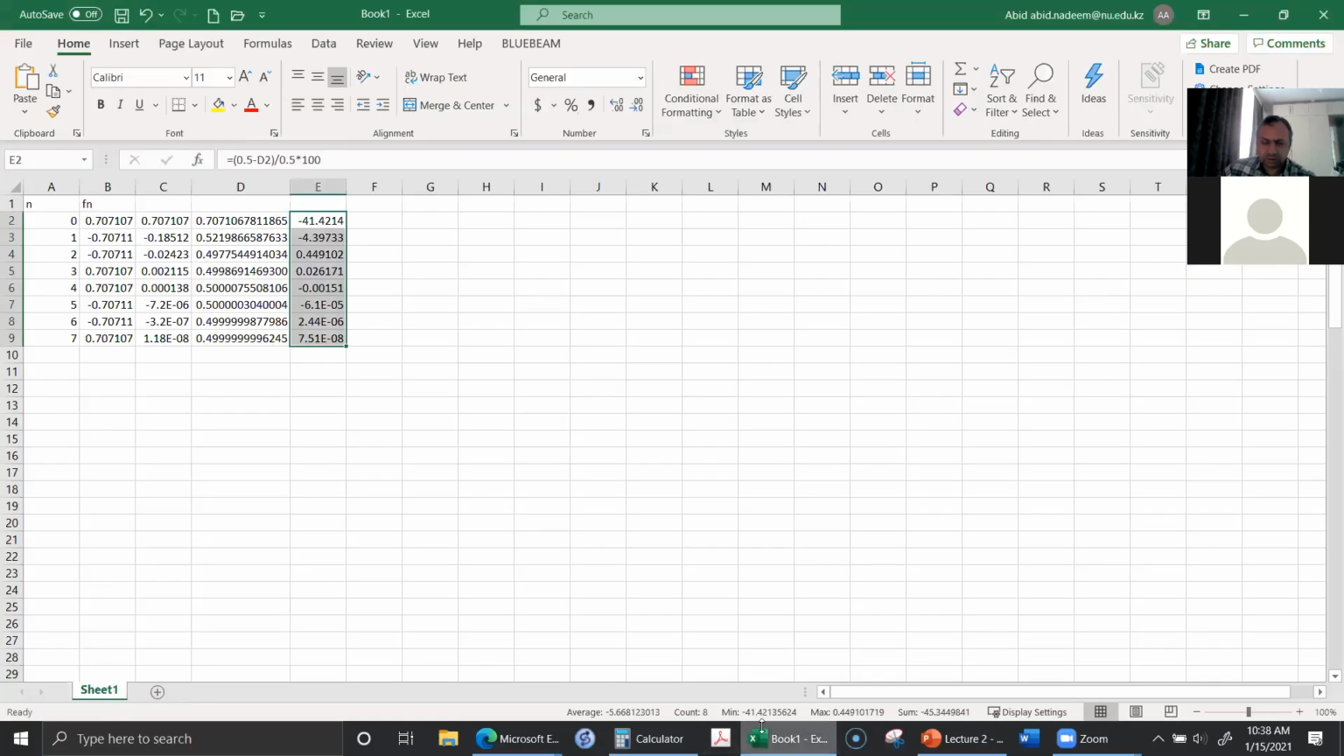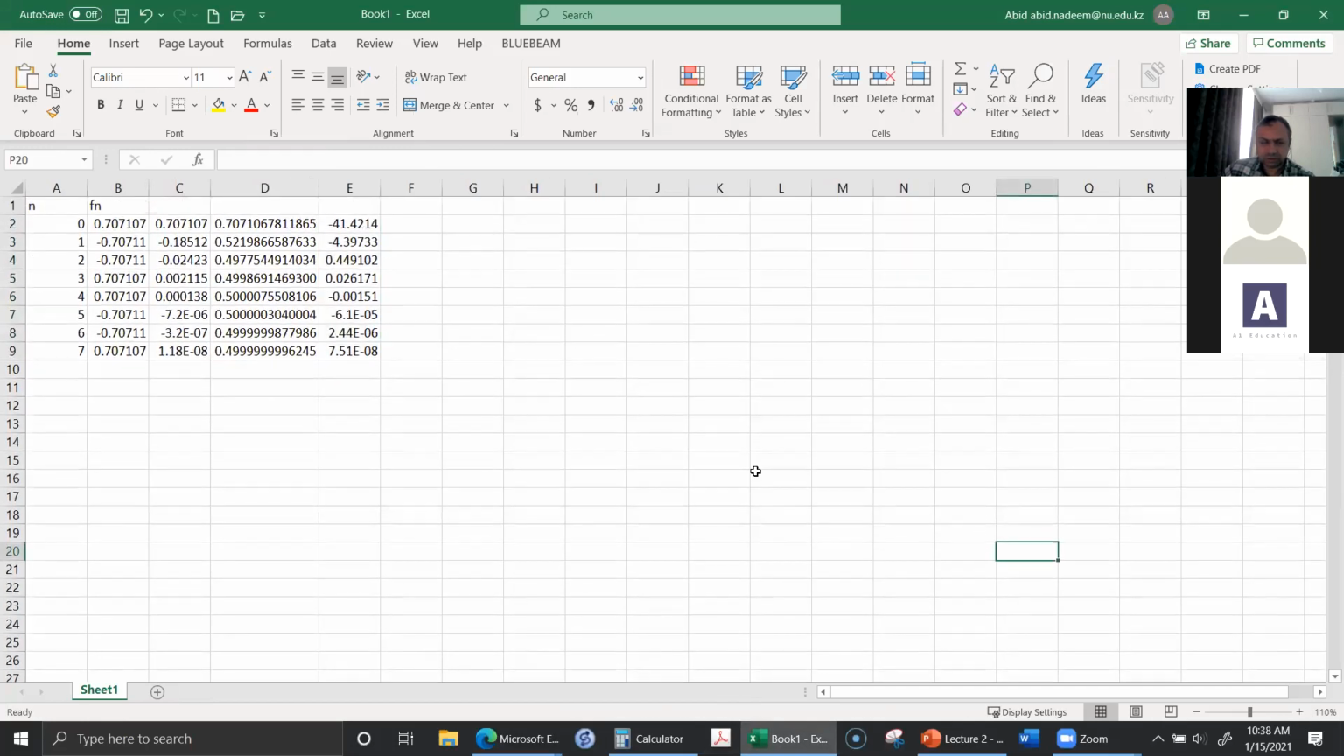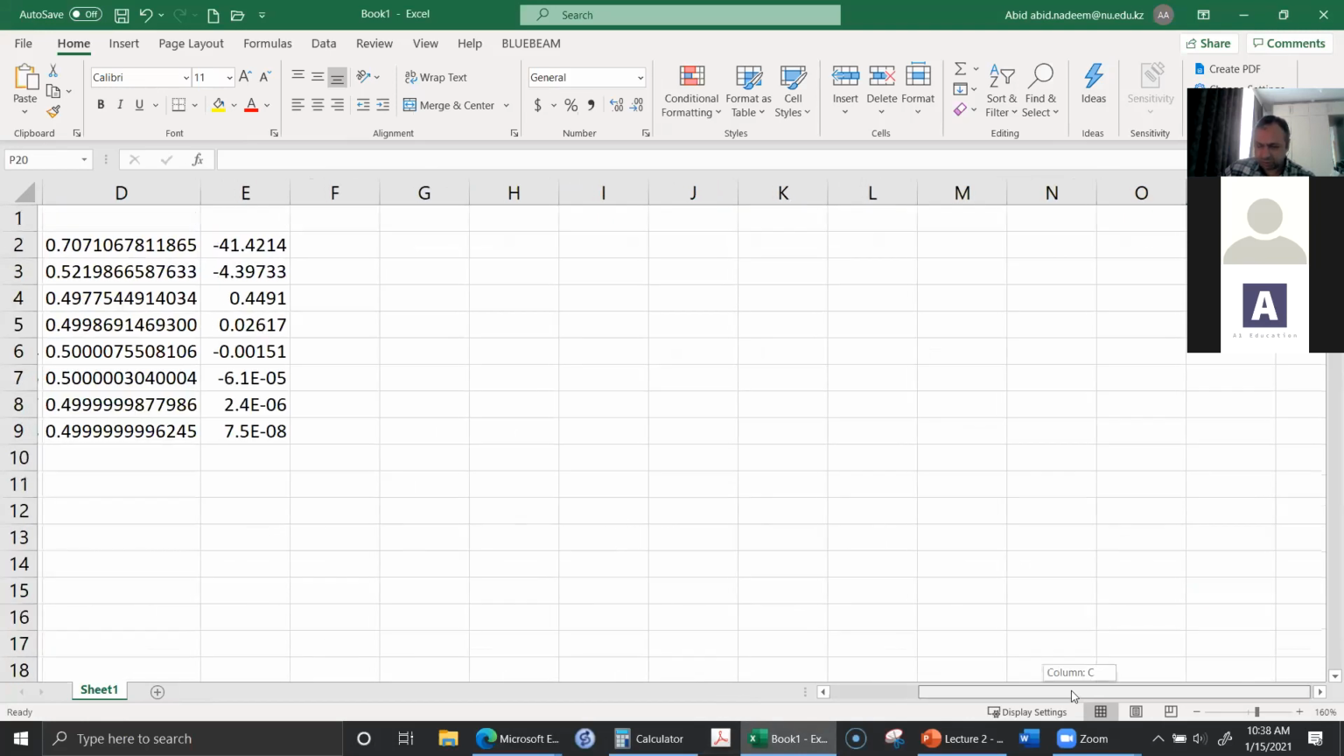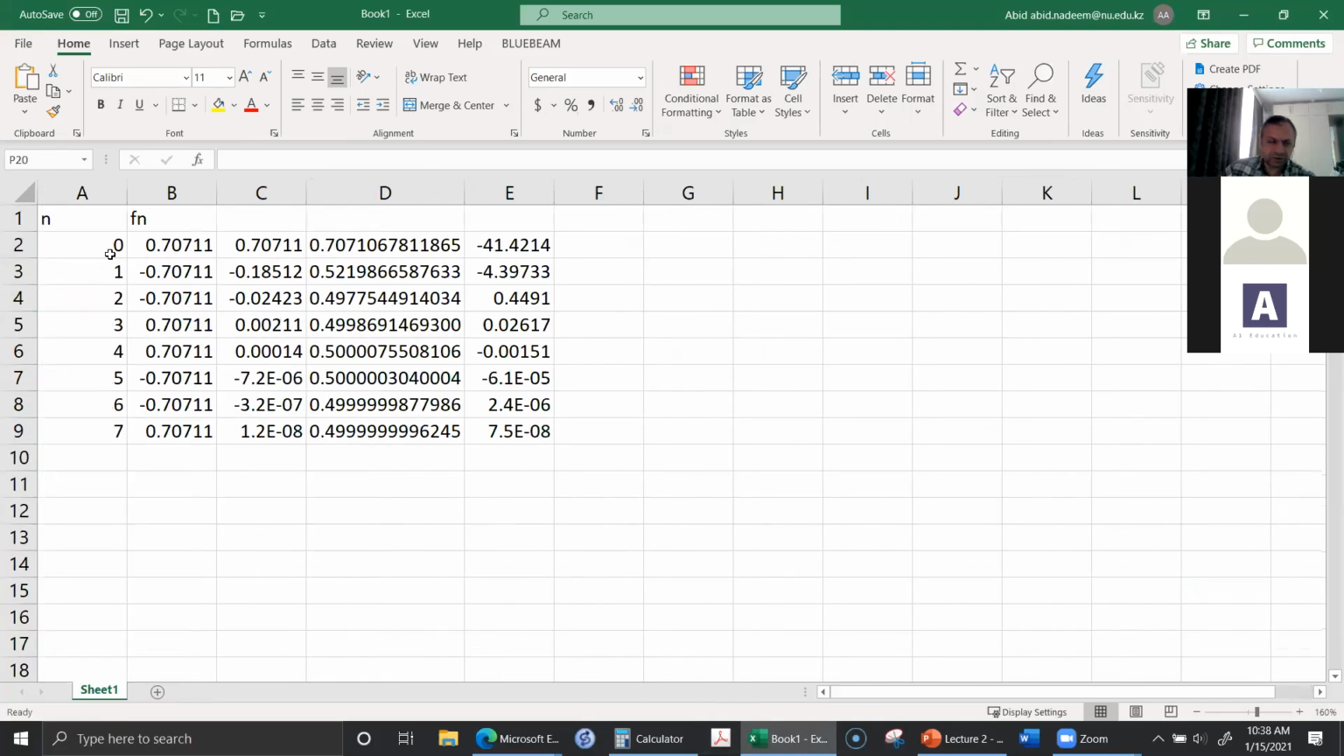Maybe I can show my screen. Can you see the Excel sheet? Yes. Okay. In the Excel sheet, I can try to make it big. You can first create a column for n: 0, 1, 2, and so on, and then you can create a table for the derivatives.